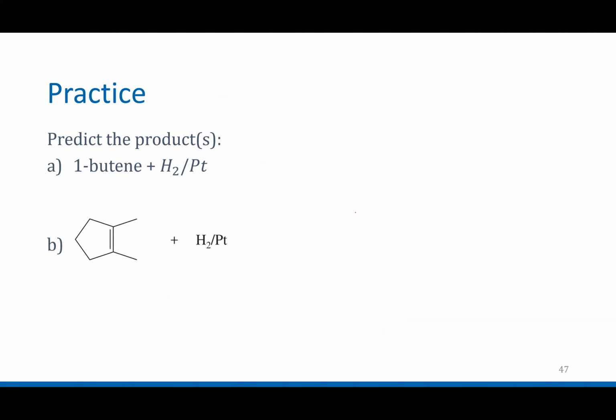So let's look at some practice here. I like these practice problems, specifically the first one, because I actually need to know what 1-butene is, or I can't do this. First of all, let me give you a little hint. We have 1-butene. The answer to number 1 is 1-butane.